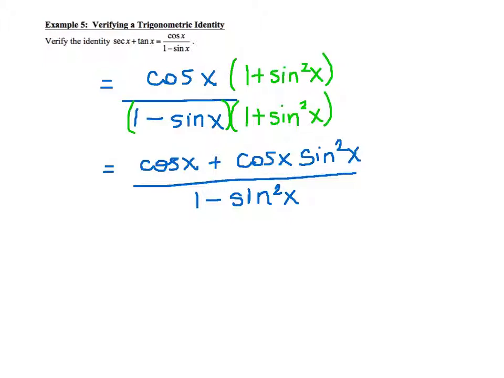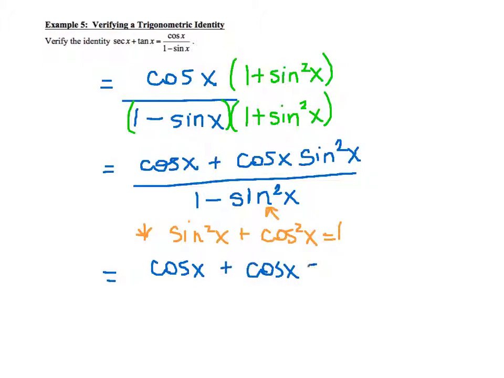So on the bottom, if you remember, you can use one of your identities, because you know that sine squared x plus cosine squared x is equal to 1. So if you were to subtract sine squared x from both sides, you can substitute cosine squared x in here. So that's what we're going to do. So you're going to have a cosine of x plus cosine of x sine of x all over cosine squared x.